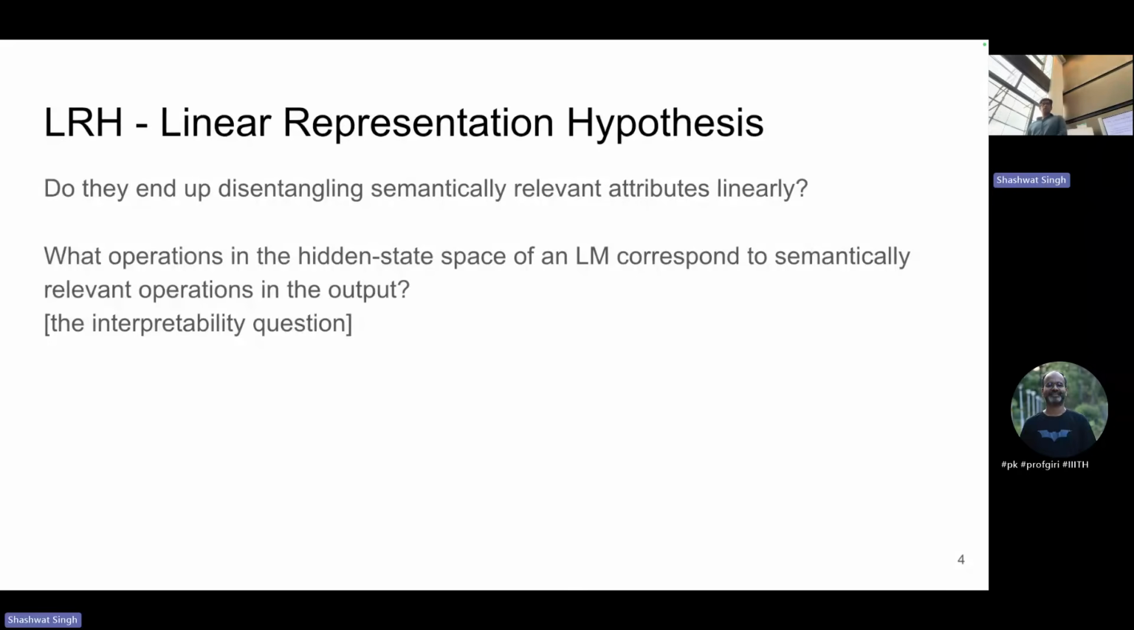So for this, I will first begin with the linear representation hypothesis. It's largely unproven, but it's used as the intuition backbone for a lot of interpretability research because it empirically seems to have checked out multiple times. So the idea is that these language models have ended up disentangling semantically relevant attributes linearly. And if that is correct, then what can we do with that?